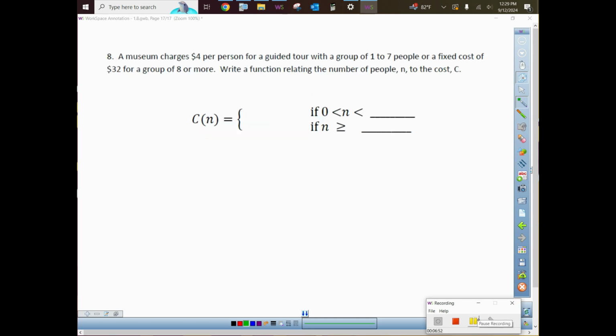And then finally, they'll have a question like this where you've got to fill in the part of the function and the restrictions in the domain. So a museum charges $4 per person for a guided tour with a group from 1 to 7 people. If a group comes into this museum anywhere from 1 to 7, it's going to be $4 a person. So watch out that you're using the right letters on homework. A lot of people have been using x's. We want to use n's for the number of people.